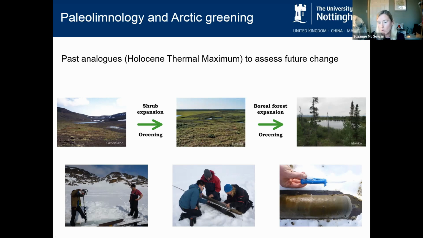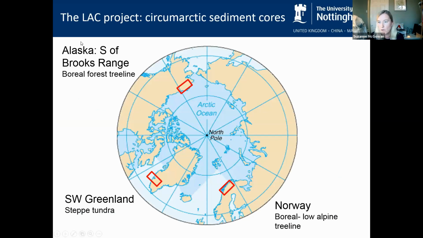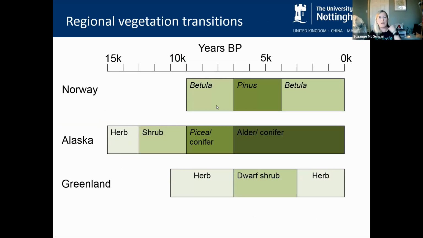So we took long cores from 3 areas of the Arctic: Alaska, where we're in the boreal forest, in southwest Greenland at the other end of the gradient in steppe tundra, and then in an intermediate zone of boreal low alpine tree line in Norway. And we had various timings of vegetation transitions here to different types of degree of vegetativeness, from just herb vegetation, so not much in the catchments, to coniferous forest.